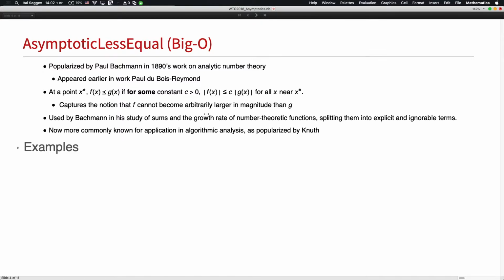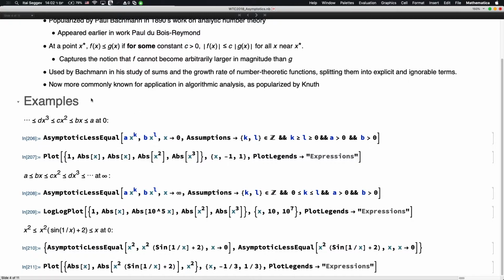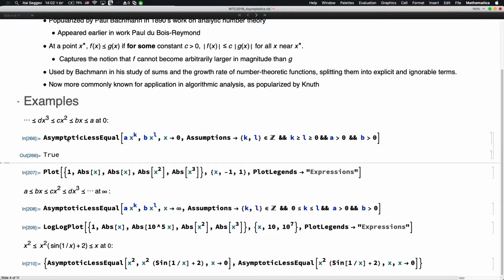What Bachmann did was he was studying sums or various other number functions on the primes, and he would split them up into 2 parts. I can do this part. I can prove this part is ignorable. And he used O for order, so it's order of this, n to the k, whatever. Now it's much more widely known because of Donald Knuth and computer science, where it's used in algorithmic analysis.